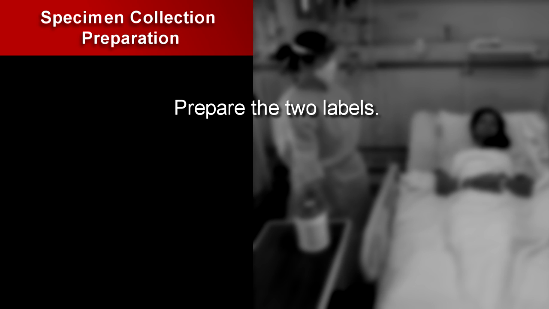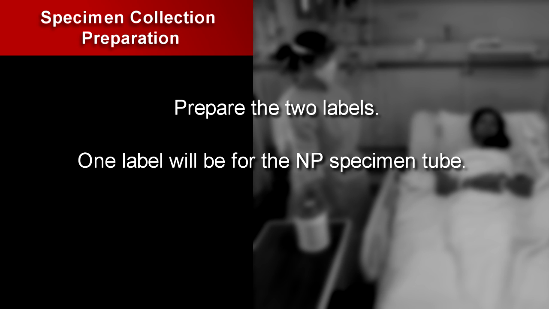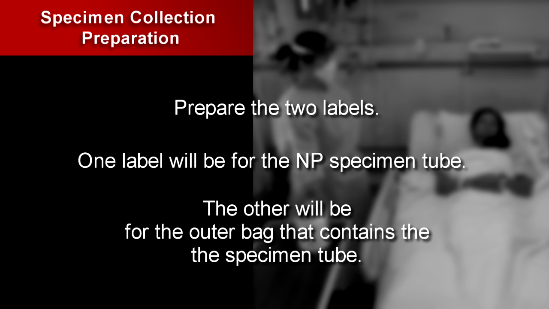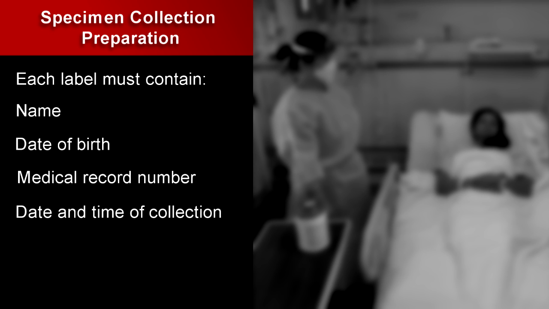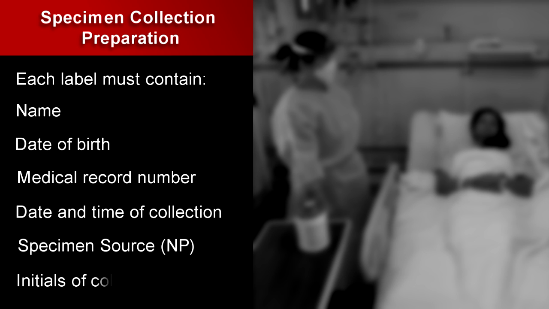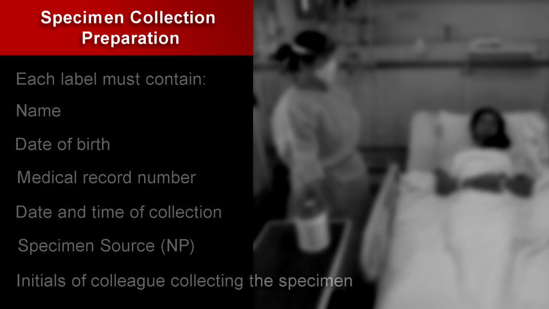Prepare the 2 labels. One label will be for the NP specimen tube, and the other will be for the outer bag that contains the specimen tube. Each label must contain name, date of birth, medical record number, date and time of collection, the specimen source, and the initials of the colleague collecting the specimen.